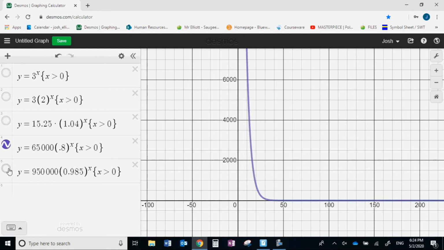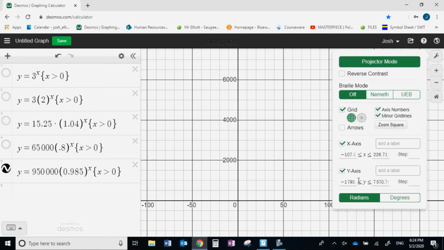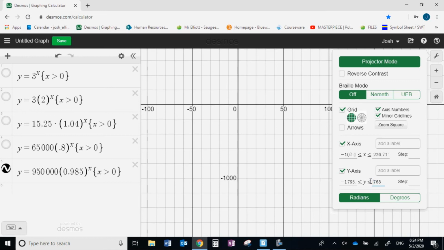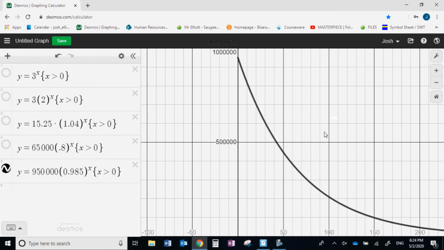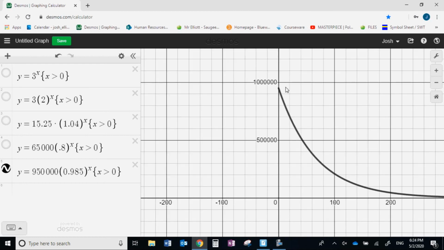And then we can include the population of Detroit. I need to change my scale because we have to include a lot of people here. Need to go all the way up to 1 million, basically. And we can see that there's that similar shape for the population of Detroit. So that's what those graphs look like. We're going to talk more about that later on.